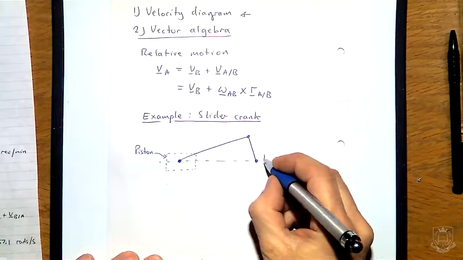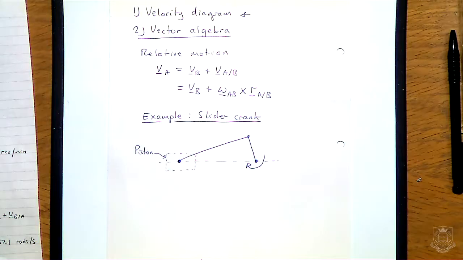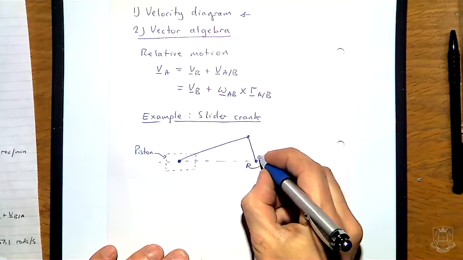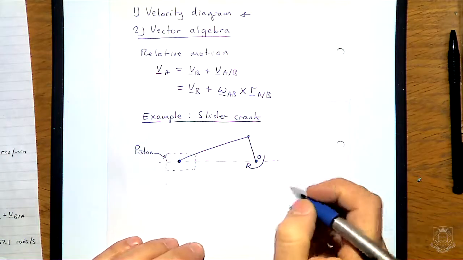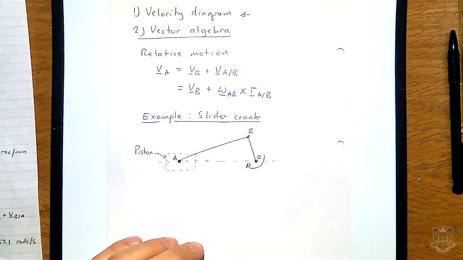And what happens is that this part rotates around. Okay, so this part rotates, and by rotating, the piston then slides backwards and forwards along the horizontal axis as I've drawn it here. So what we're going to do is analyze this using the vector algebra method. If we label the points, we'll label this point O, the origin. Then we've got point A on the piston and point B here, where the slider and the crank are connected together.